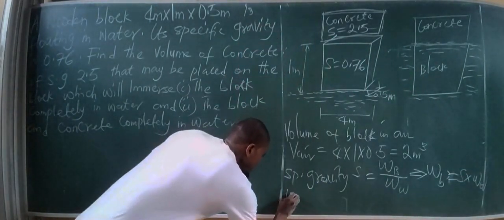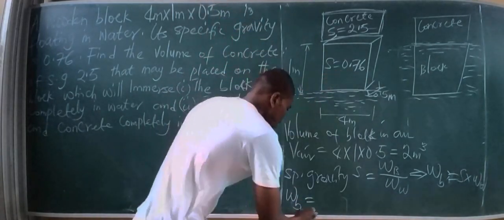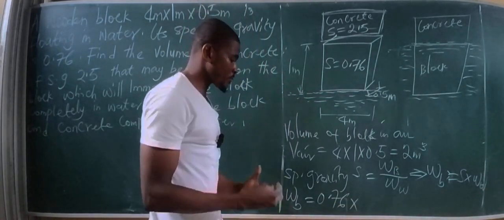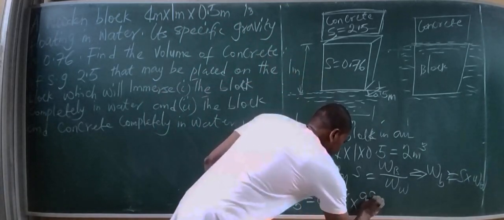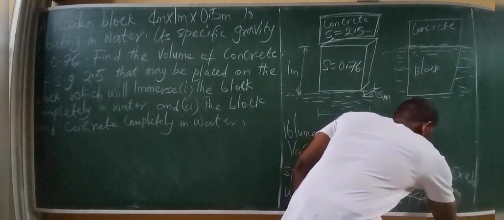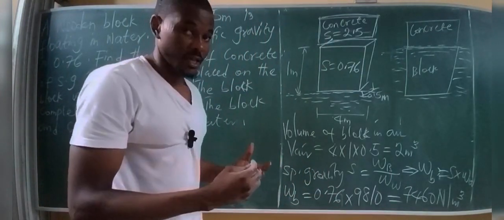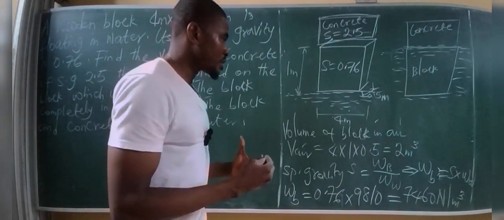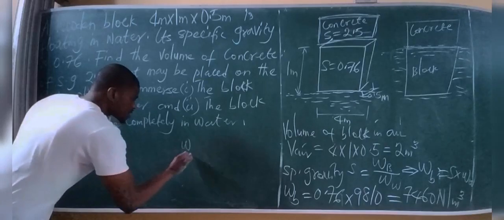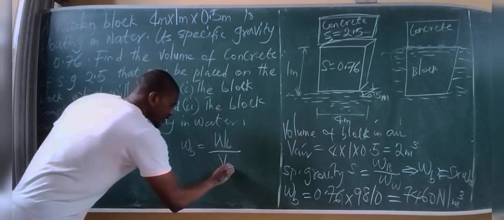So this simply means that the specific weight of block is equal to the specific gravity of the block, given as 0.76, multiplied by the specific weight of pure water, which is constant, that is 9810. So this gives us 7460 newtons per meter cube. This becomes the specific weight of the block in air. Now, having known the specific weight of block, it is ideal for us to find the actual weight of block in air. And I've always said specific weight of block is simply the actual weight of the block all over the volume of block in air.